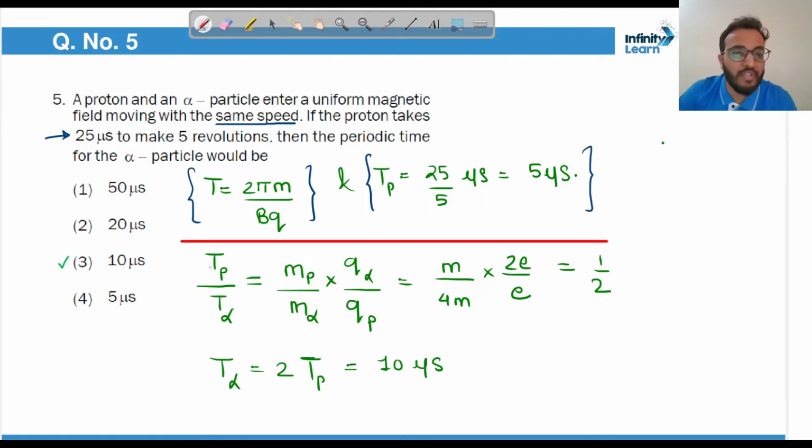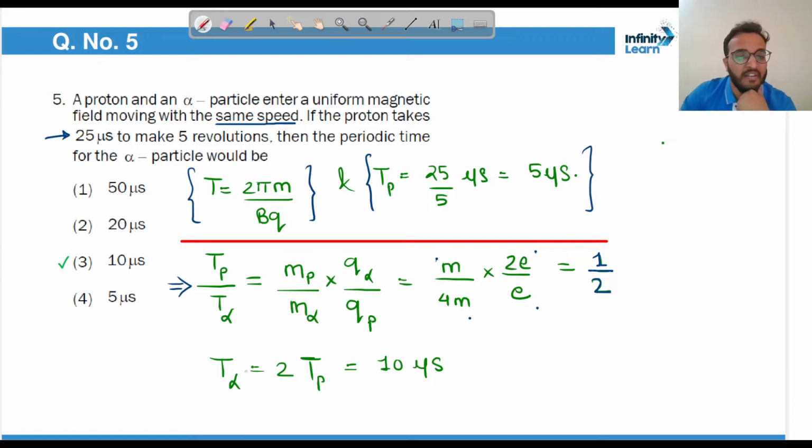Now we will take the ratio Tp upon T alpha. Whether they enter with the same speed or not doesn't matter, because the ratio of the time periods is independent of the velocity. It depends only upon their mass and charge, as we can see clearly. So it is mp upon qp into q alpha upon m alpha. Now let's put the values. Mass of proton is m, mass of the alpha particle is 4m, charge of alpha particle is 2e, and charge of proton is e. Put the values, the answer will be 1 by 2.